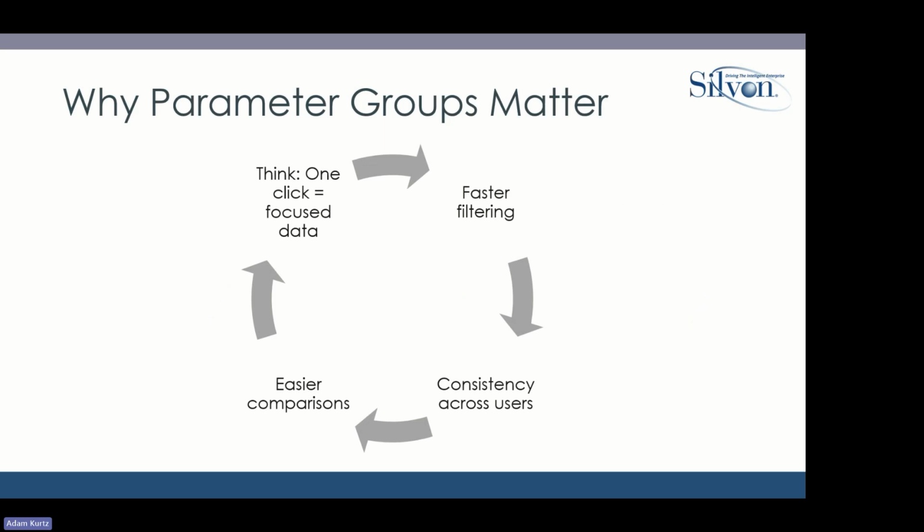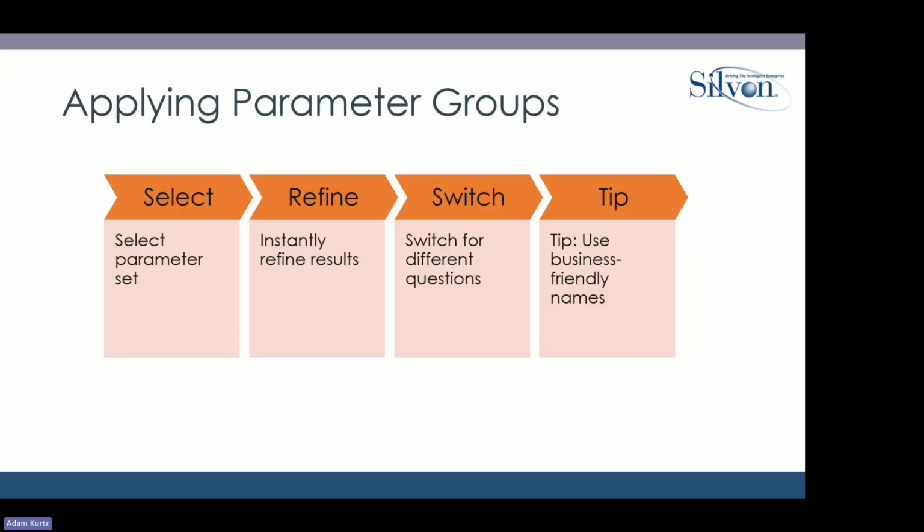Again, why parameter groups matter. Think one click, or minimal clicks, equals focused data, faster filtering, and more consistency across the users, because you don't have all these different versions of the same view running around your application. It means easier comparisons, and it just makes things more focused and easy. So with parameter groups, you can select a parameter set. It's quite interesting how you can set these up. You can set up multiple parameters. So if there are multiple view dimensions that you want to ask them about, you can do that and help them instantly refine their results.